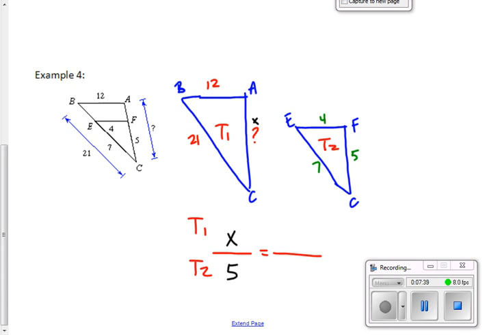Now I just need to use another measure. In triangle 1, I know that 12 is the top. That'll correspond with 4 in triangle 2. Again, we go ahead and we cross multiply, and then we'll divide by 4, and we find out our value for x is going to be 15.